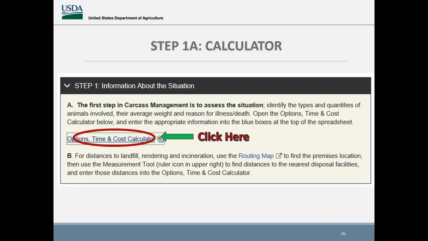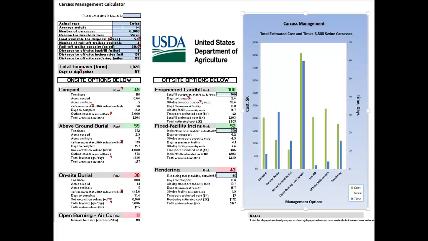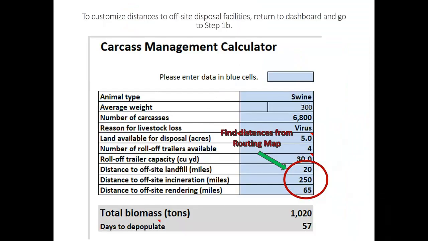So you click on step 1, which opens this view. You would then click on step 1A, which is opening an options time and cost calculator, which brings up a spreadsheet that looks something like this. And what it gives you is an opportunity to enter your site-specific information in the blue boxes here. And so in our example, we have swine. Let's assume they're 300 pounds apiece, 6,800 of them. They were lost to a virus. Let's say the farm has 5 acres available where they could bury or burn or compost or whatever.